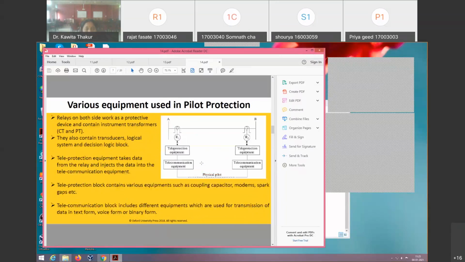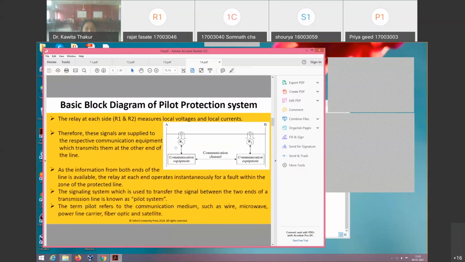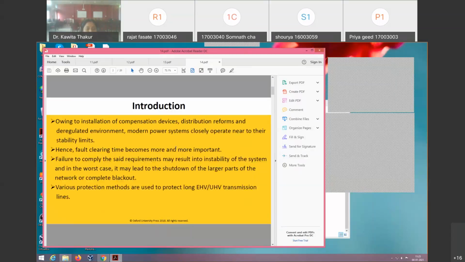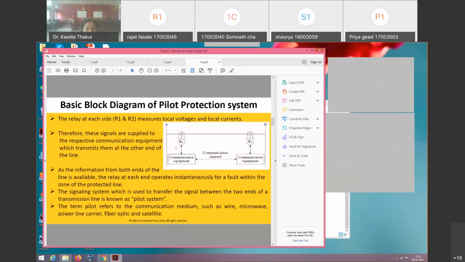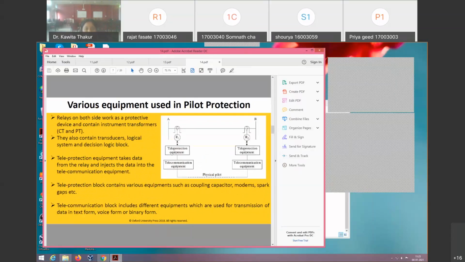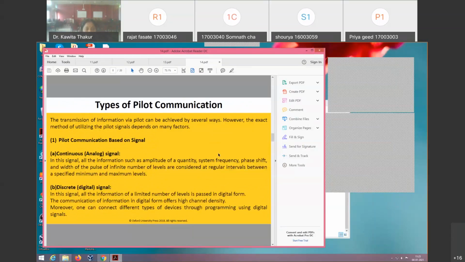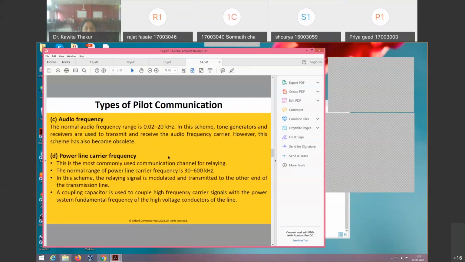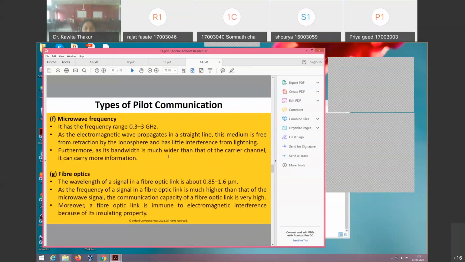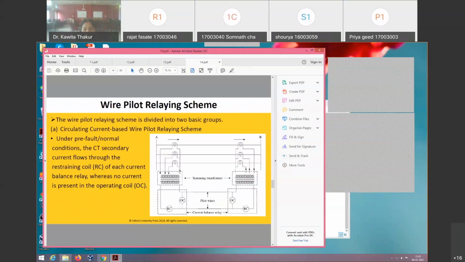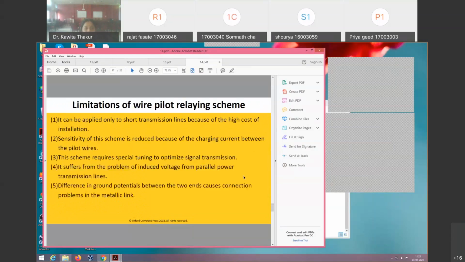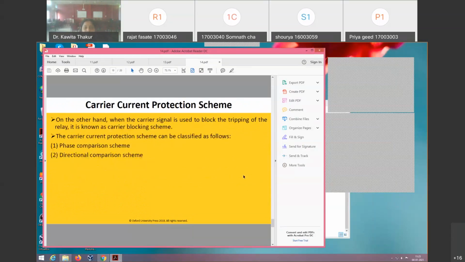Okay, we have seen various equipment for carrier aided distance protection. We are using pilot distance. First thing is wire pilot, then carrier pilot, then microwave pilot. In wire pilot protection, a physical wire is connected from one city to another city, while in power line carrier communication we are connecting equipment: a transmitter connected at one end, while a receiver is connected at the other end. Okay, this is about the carrier current protection scheme.